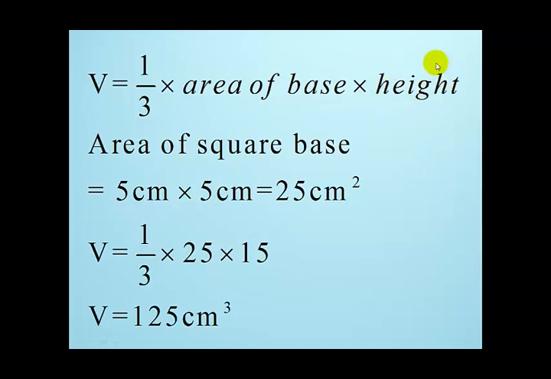Where 15 is the height of the pyramid. Take note, volume is equal to 1 over 3 times area of the base times the height. Now area of the base, because the base is a square, we find the area of the square base, and that is 5 times 5 centimeters, and this is equal to 25 centimeters square.